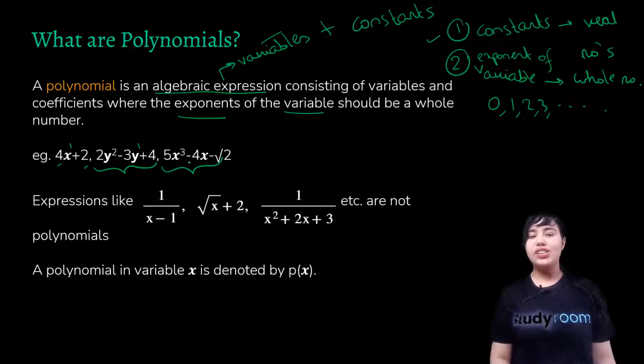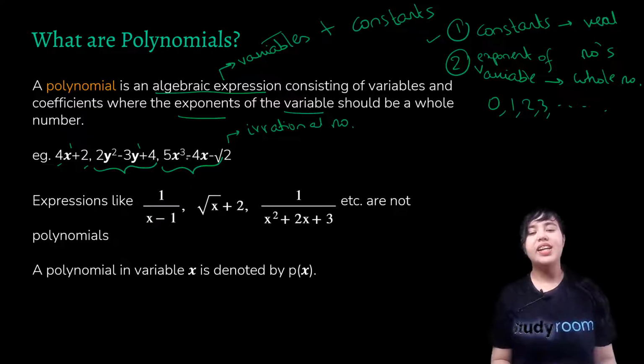Here we have the constants 5, 4 and root 2. Root 2 is also a real number because root 2 is actually an irrational number which falls under the category of real numbers. Then x cube and x are what we have as variables. So x to the power 3 and x to the power 1. 3 and 1, both of which are whole numbers. So yes, this is also a polynomial.